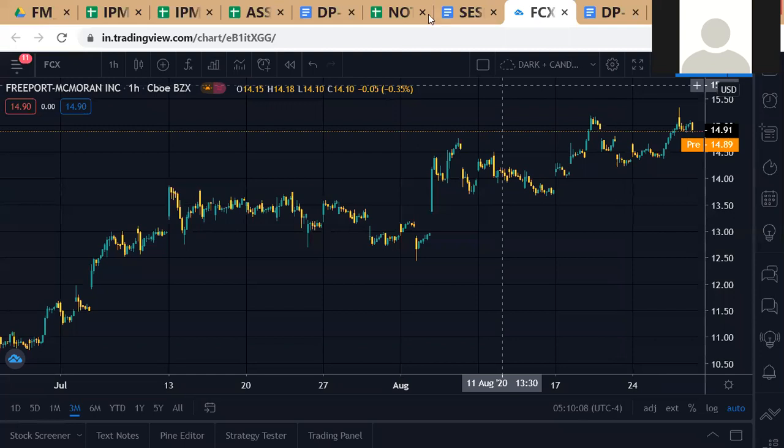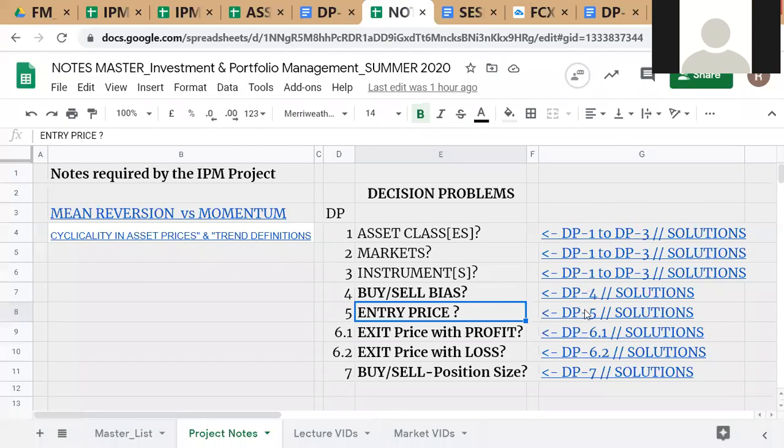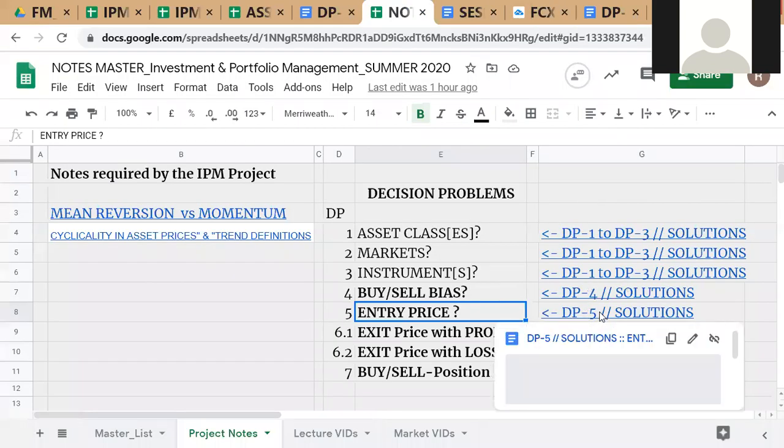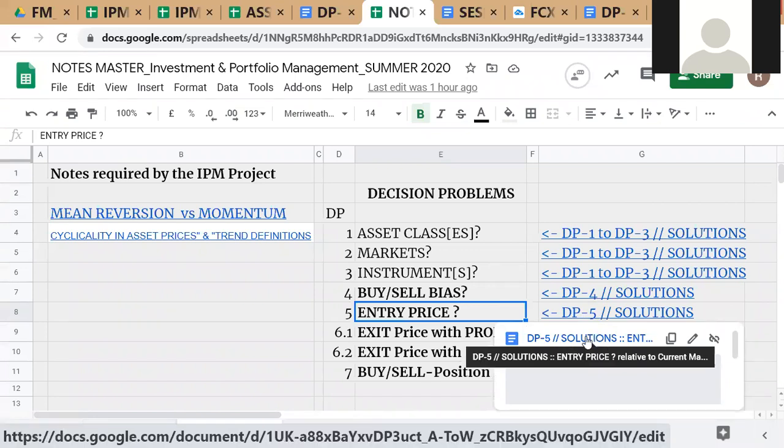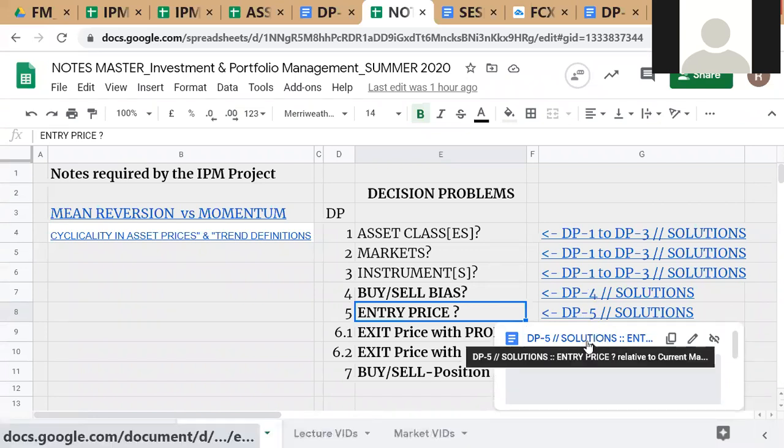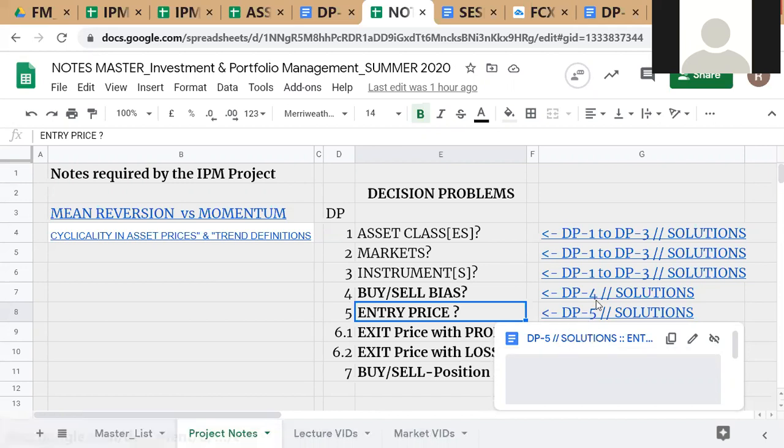You have the notes for DP5. You can read the order types under DP5. Under entry price, you will already have a discussion of the basic order types. You have to do all this reading, a lot of it.